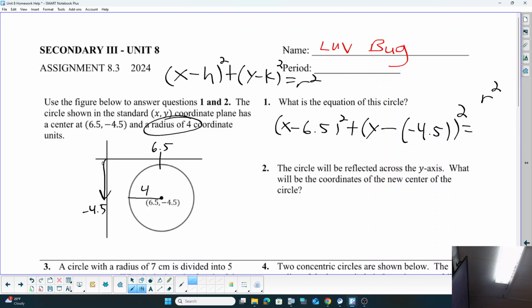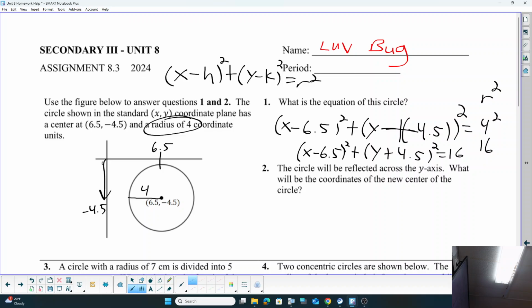And so the radius squared would be 4 squared, which is 16. And so that would be our answer. And so don't forget that this becomes a plus. So we have y plus 4.5 all squared equals 16. X minus 6.5 all squared.